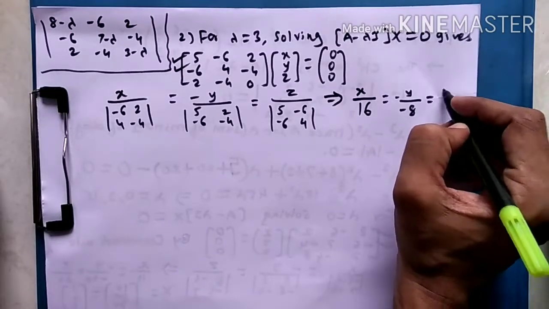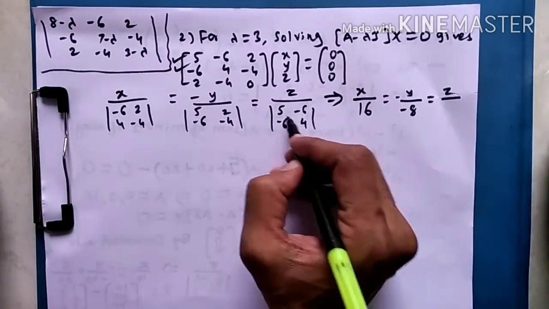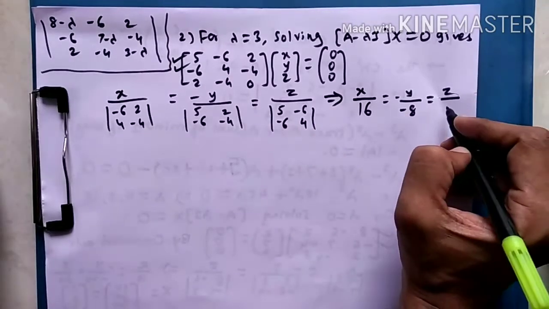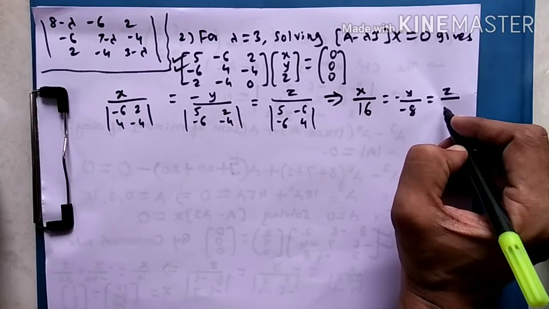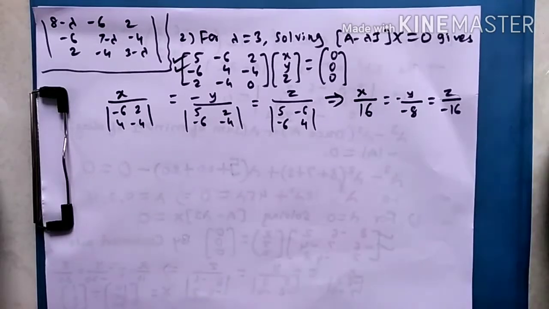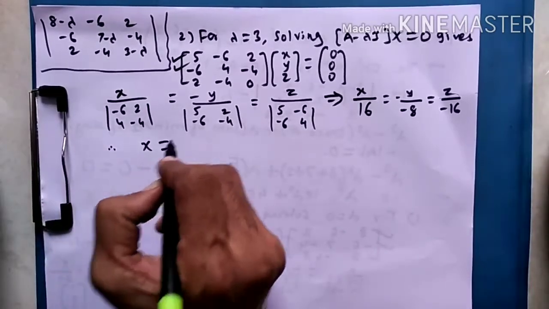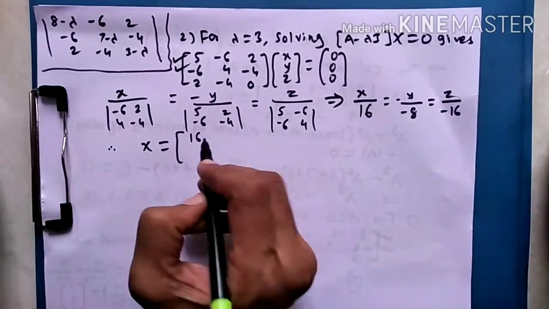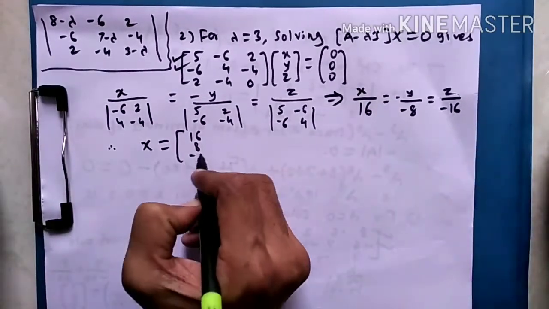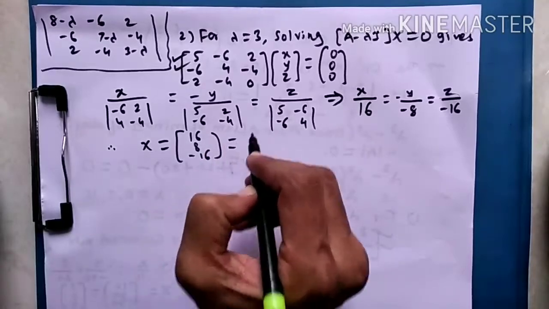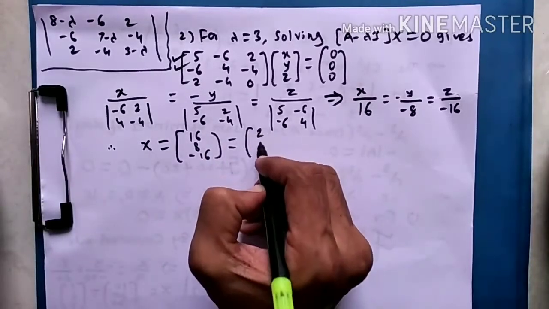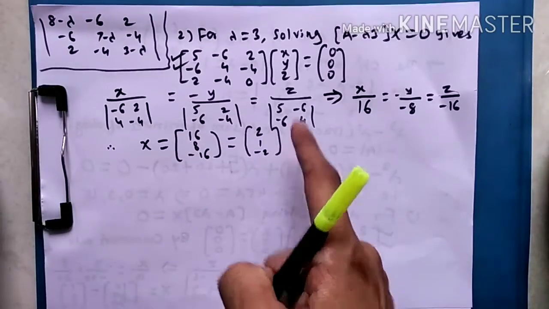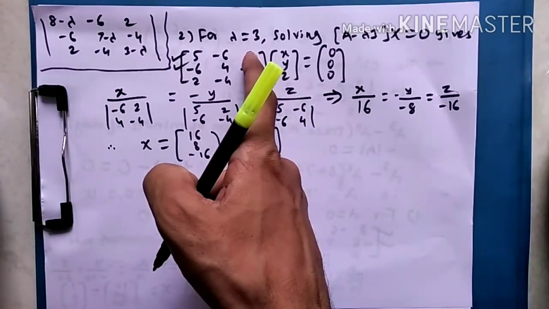And similarly for z, it will be 5 into 4, 20 minus 36. So 20 minus 36 will be minus 16. So the required eigenvector corresponding to the second eigenvalue is 16, minus 8 and minus 16. Again all values are divisible by 8, so we can write it as 2, 1, minus 2. So this is the required eigenvector corresponding to lambda equal to 3.